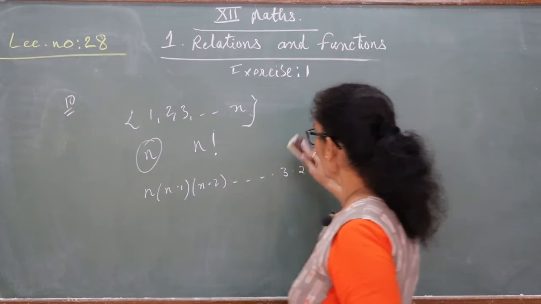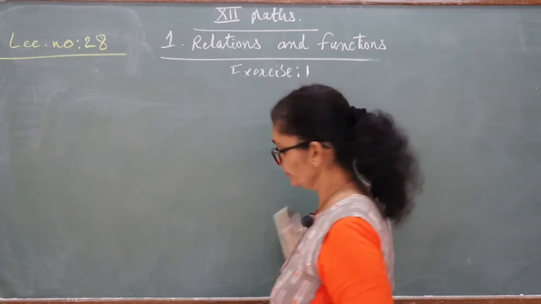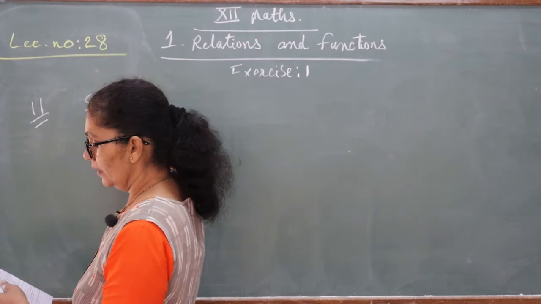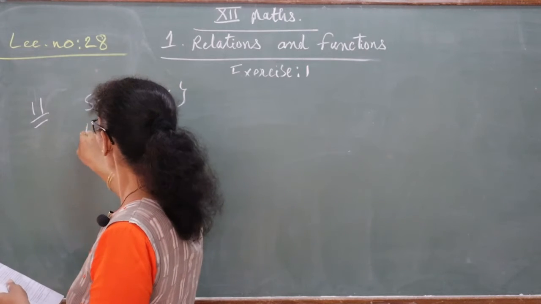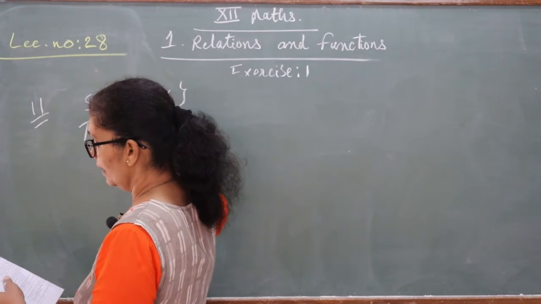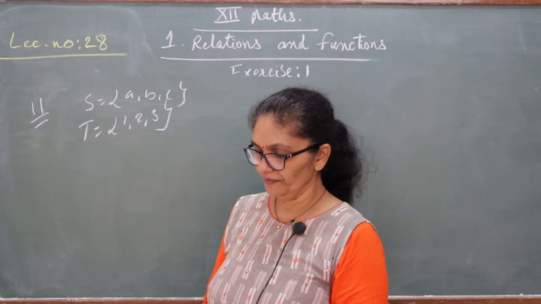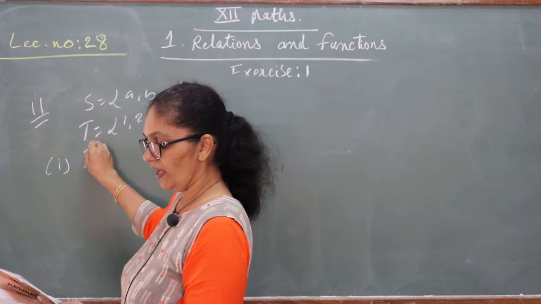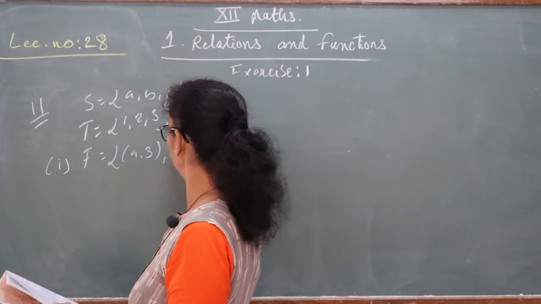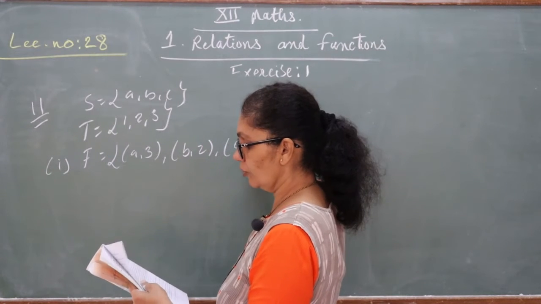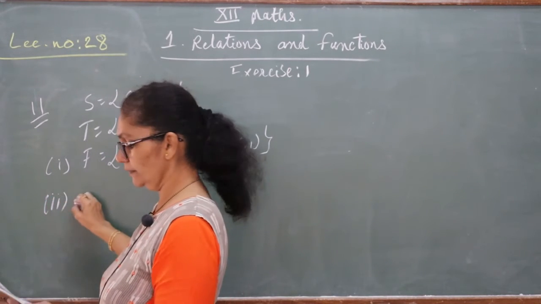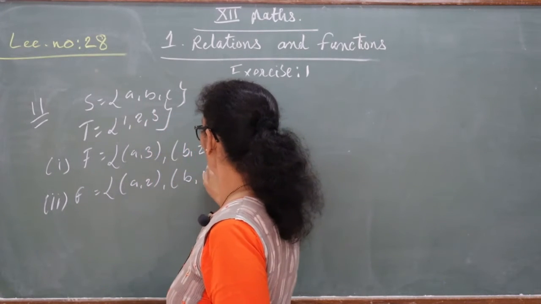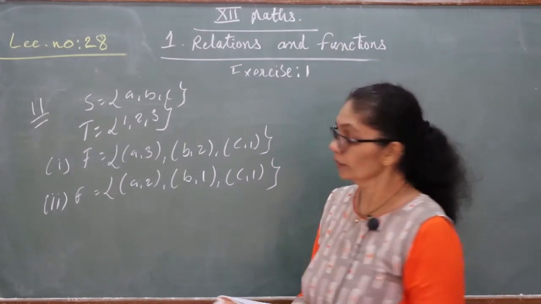Okay, let's discuss the next question, the 11th one. In the 11th one, the set is given, S equal to {A, B, C}. T is given as {1, 2, 3}. Find f inverse of the following functions from S to T. For the first one, what is the given thing? f is {(A, 3), (B, 2), (C, 1)}. And what is your second question? For f, {(A, 2), (B, 1), (C, 1)}. Okay, this way it is given.